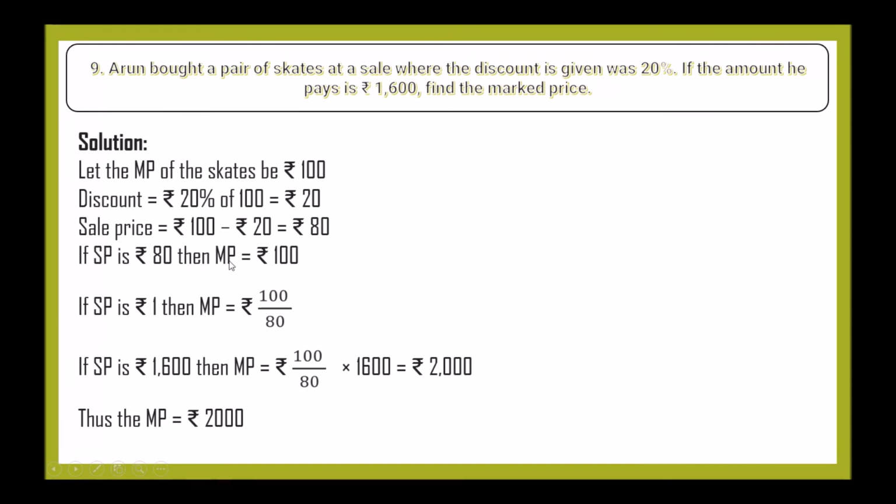If the selling price is 80, then the marked price is 100. If the selling price is 1, then the marked price is 100/80. If the selling price is 1600, then the marked price is 100/80 × 1600, that is 2000. Thus the marked price is rupees 2000.